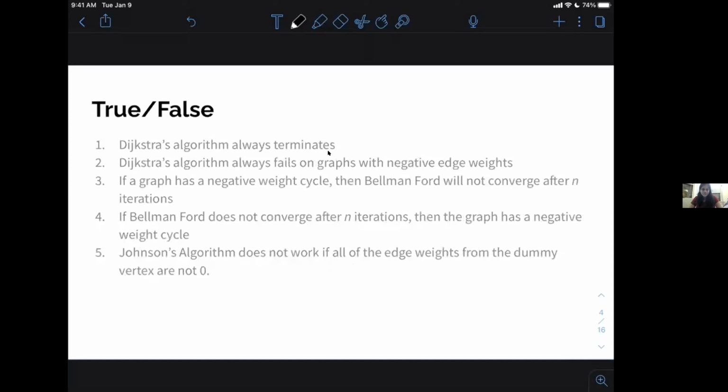Cool. Does anyone want to explain why? Okay. Yeah, so quickly, it's just because you're always going to add every edge to the priority queue and you always remove every edge. So it never revisits its vertices. It'll check every edge exactly once. Cool. So Dijkstra's algorithm always terminates.